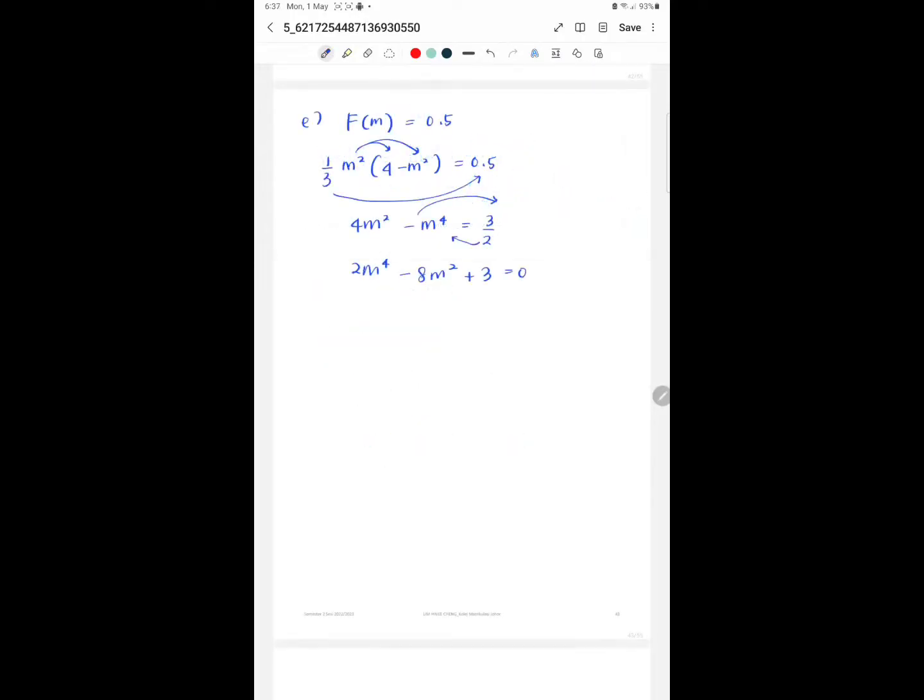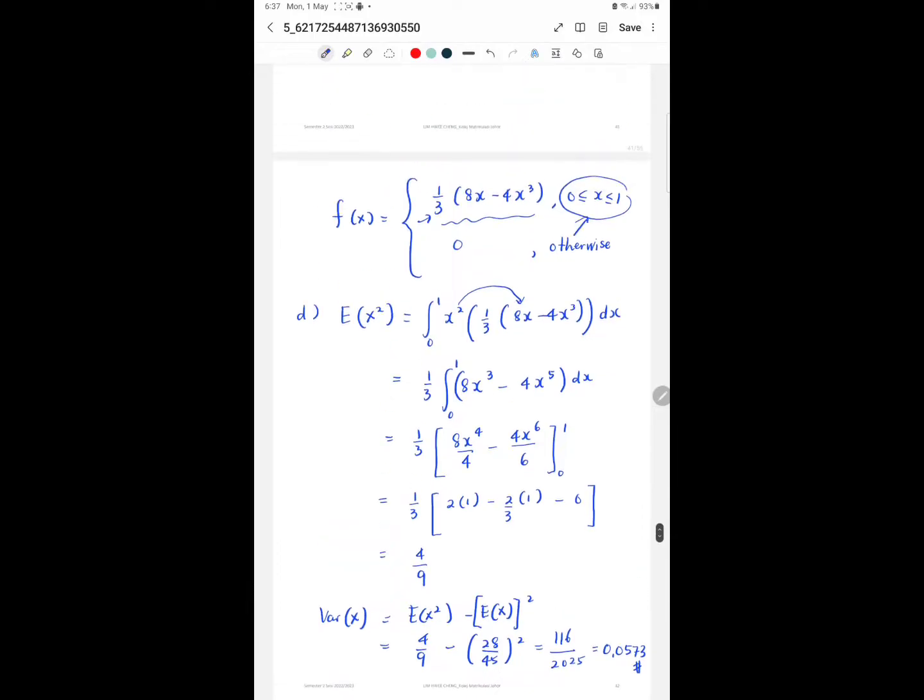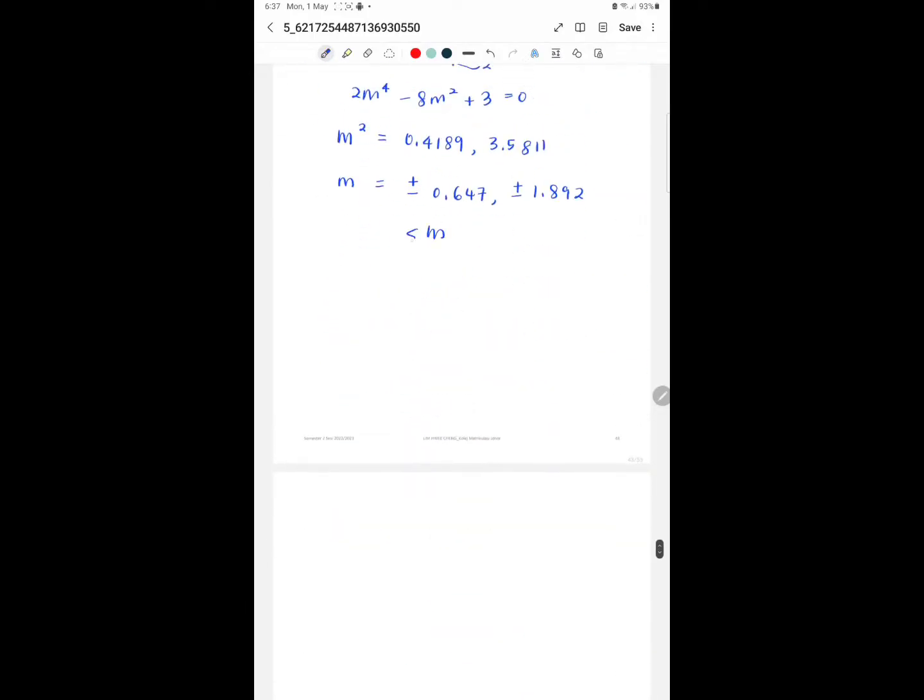So we factorize. We get m squared equals 0.4189, and the other one is 3.5811. Right? m will be equal to plus minus 0.647, and the other one is plus minus 1.892. So since m is supposed to be between 0 and 1, we're going to choose m that is 0.647. So the question is actually asking for skewness.